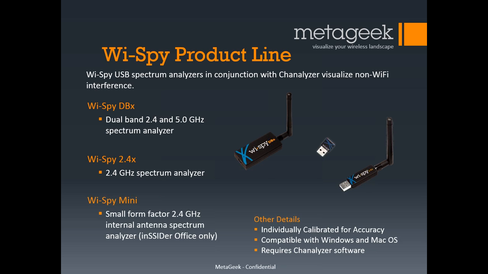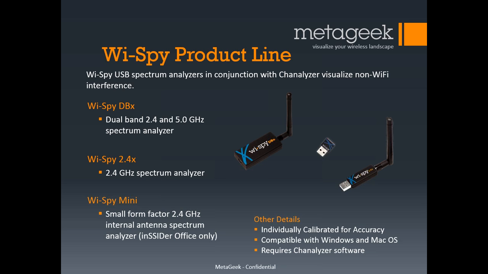The WiSpy 2.4X is a little bit lower price point, but it only scans the 2.4 gigahertz band. Very useful tool, but if you're only concerned with 2.4 gigahertz, it may be right for you. I'd recommend the DBX because most people are moving toward 5 gigahertz. WiSpy Mini, I won't talk about as much, but that is the hardware that goes inside our office. That's the enterprise Wi-Fi scanner that I talked about at the beginning of the webinar. It's small form factor, plugs in, and gives you some spectrum intelligence about the 2.4 gigahertz spectrum.